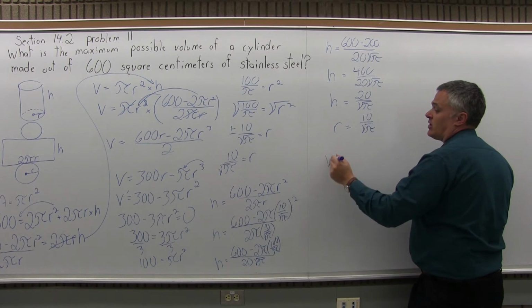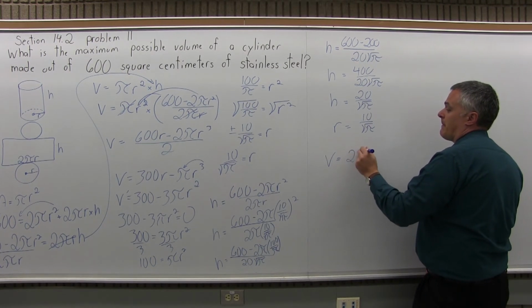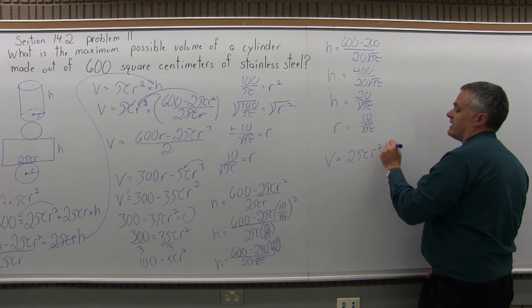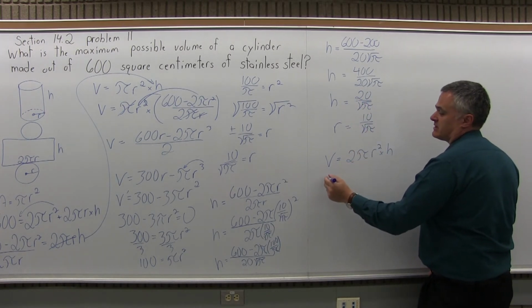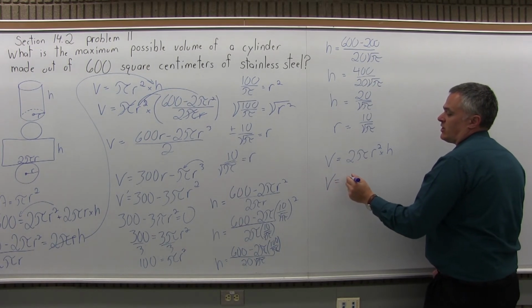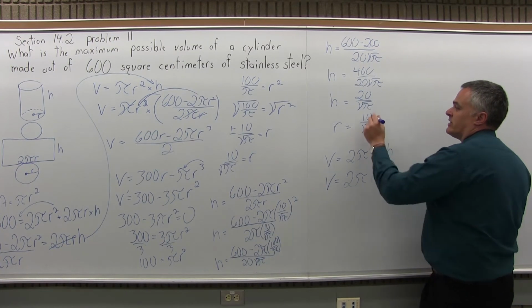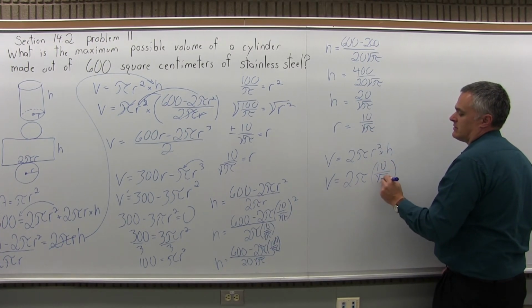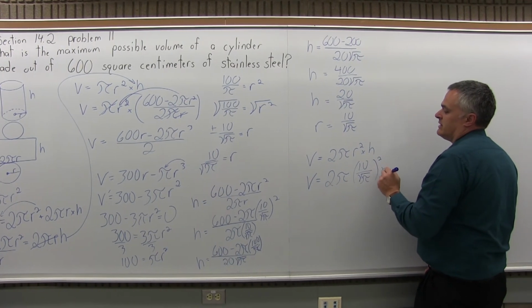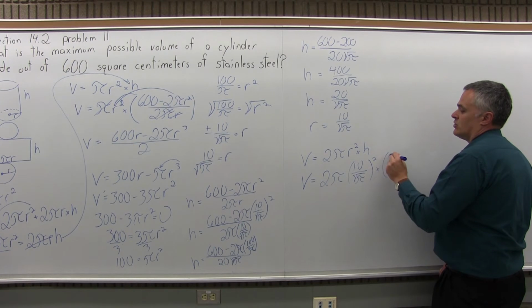So now the volume altogether, if you remember, volume for a cylinder is 2 pi R squared times H. So let's put in the H and the R, and we'll find the maximum volume. So volume equals 2 pi times R squared. So again, R squared will be 10 over root pi squared times H is 20 over square root pi.